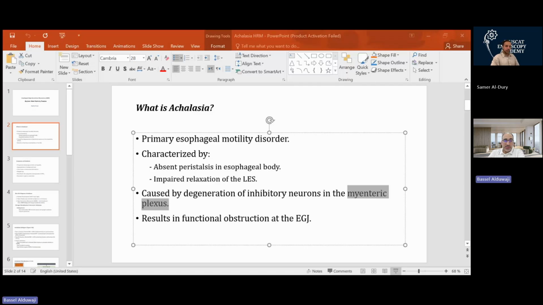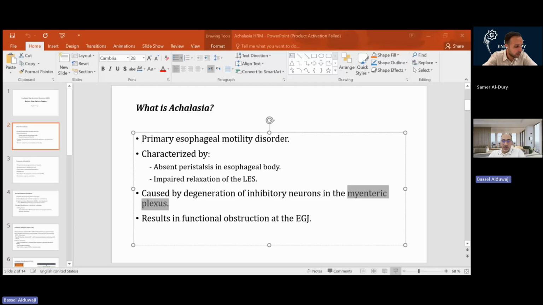And also, as you mentioned before, the patient may suffer from nocturnal cough and or aspiration. Also, we mentioned that it could be diagnosed by barium. We will see some photos of how it looks on barium, and also by endoscopy and high resolution manometry.